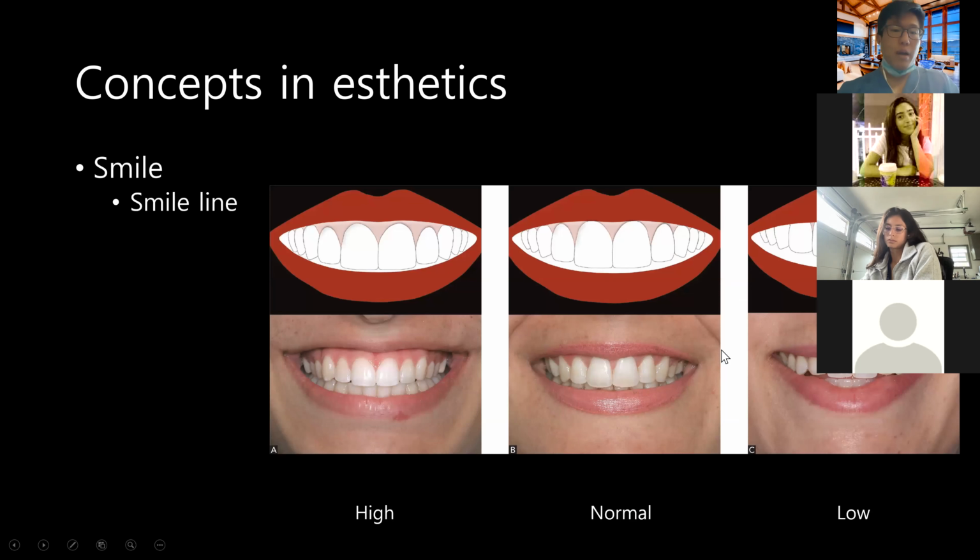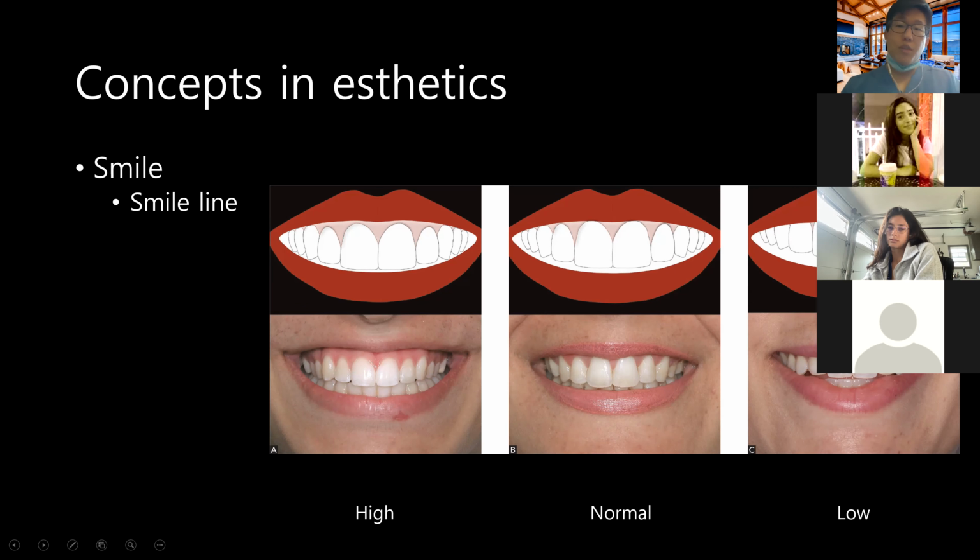Okay, now let's talk about smile. When we talk about smile, we're usually talking about smile line. How high is your smile when you smile big, right? So some people have a normal smile line, which is pretty much most of the incisors are showing, and maybe a little bit of the gingiva is showing, the papilla is showing. If you have a low smile line, a lot of the tooth is covered, as you can see here.